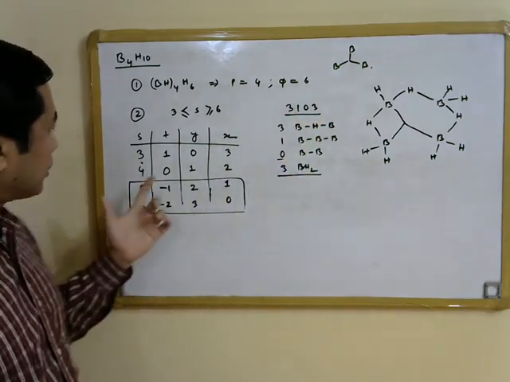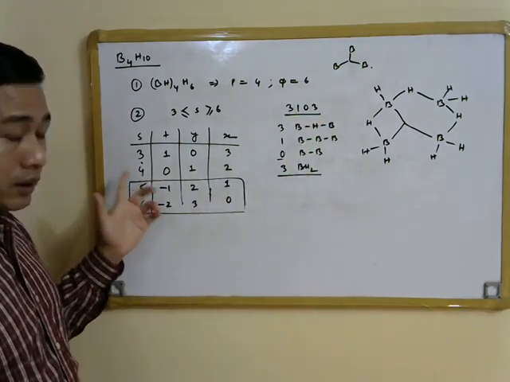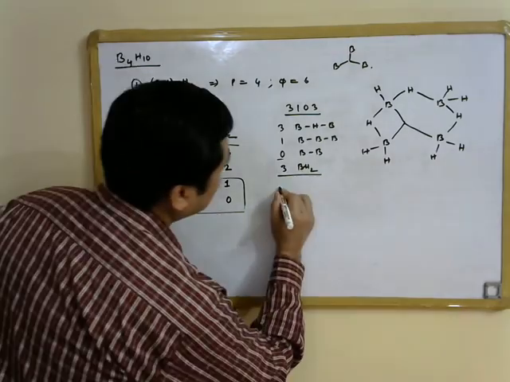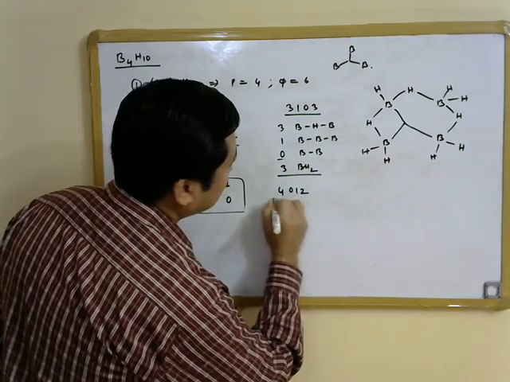Now let us also try to draw the other structure for the other Styx code, that is 4012. So let us draw 4012 here.